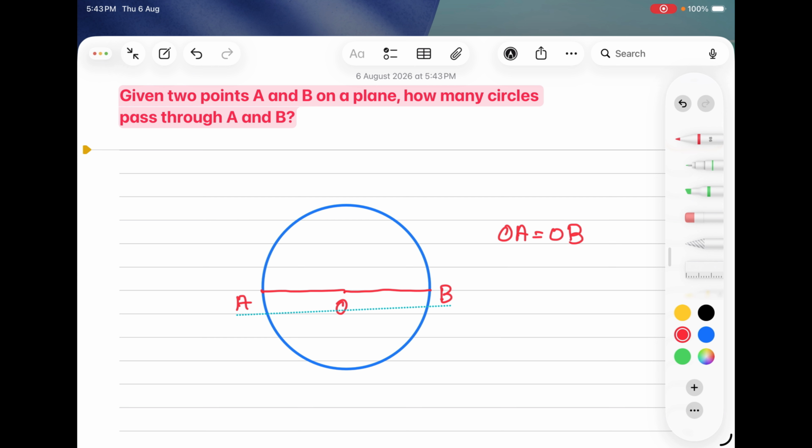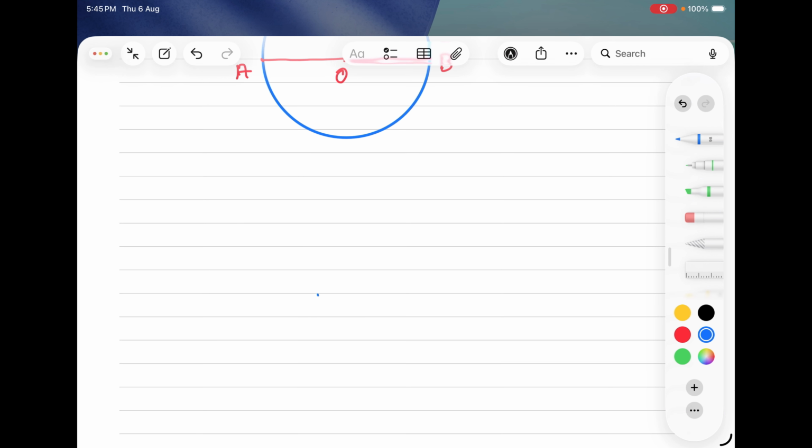Is there another point with this property? Yes. The midpoint of the segment AB. First you take a line segment AB, then find its midpoint. Suppose here is the midpoint M. Now with the midpoint as center, you draw a circle.